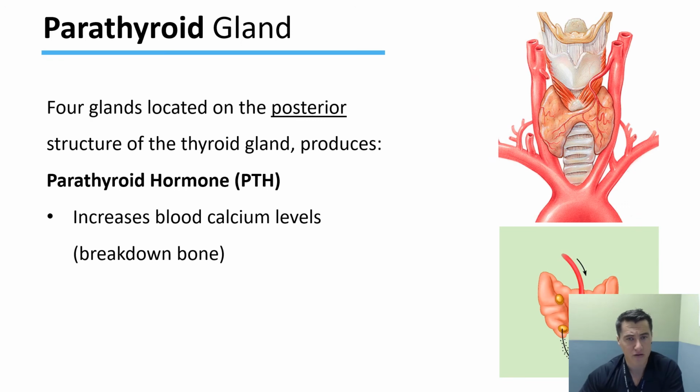Our parathyroid glands are 4 little yellow bean looking endocrine organs that sit on the posterior aspect of the thyroid gland, and they produce parathyroid hormone or PTH, and they do the opposite of calcitonin. They increase blood calcium levels, so they break down bone.